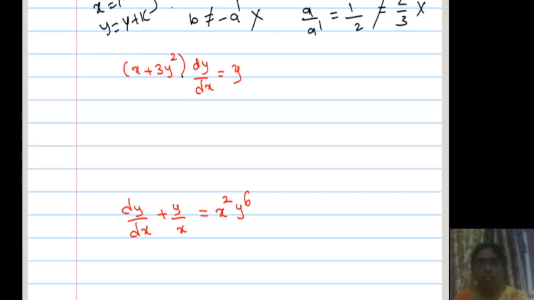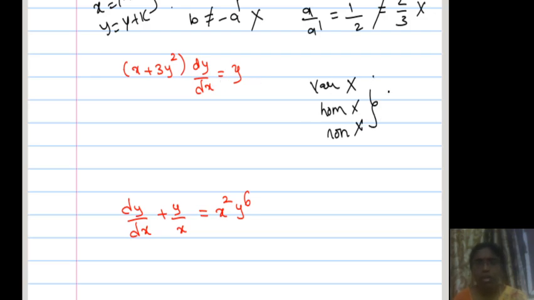Is it in the form of a standard form? First, variable separable is not applicable. Is it homogeneous? No, because here y power 1, and in the denominator x power 1, y power 2. So no. Is it the standard form of non-homogeneous? No, because non-homogeneous should be ax plus by plus c form like that. But it is not like that.